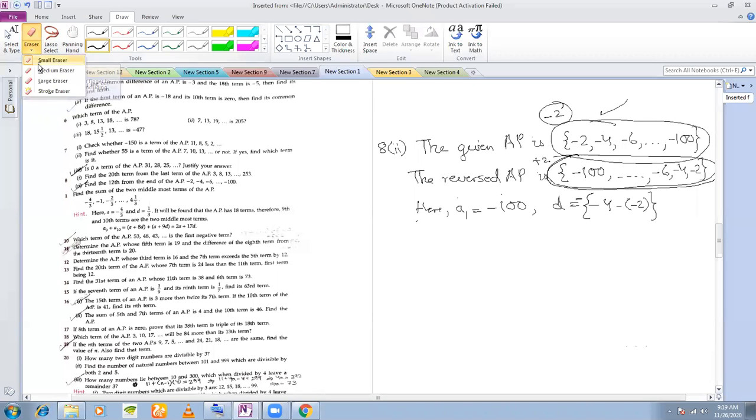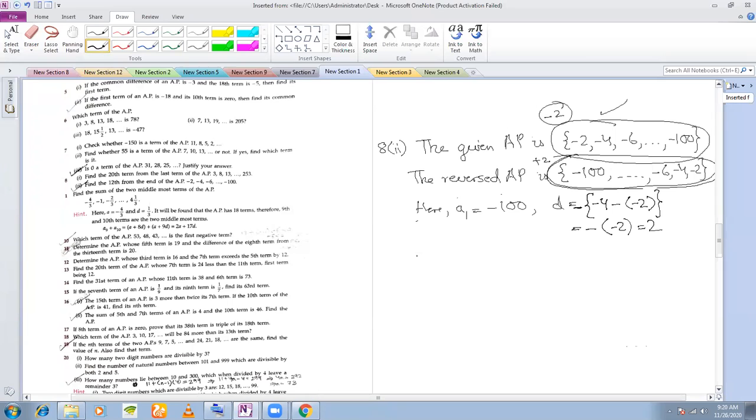So therefore, what we write here, a little neatly, is we find out the common difference of the original AP, -4 minus of -2. And because you have reversed the terms of the AP, you give a negative sign. So you get minus of -2, which is +2.